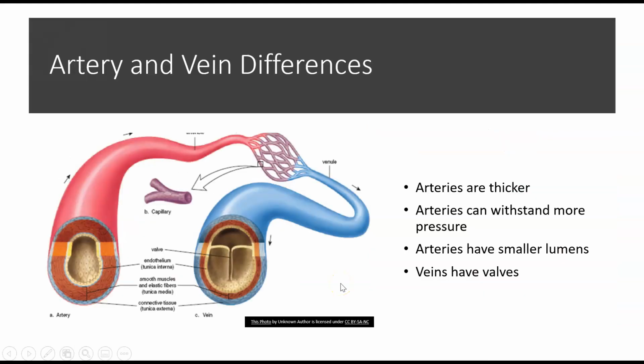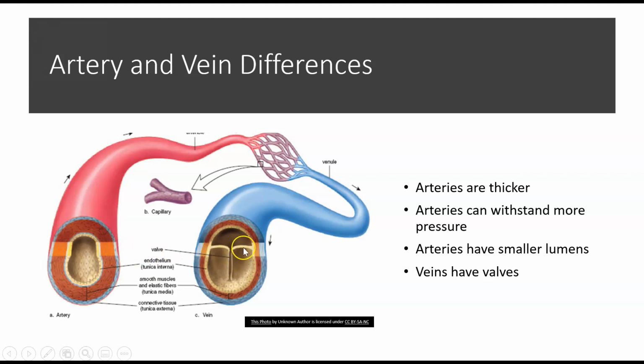Looking at some differences between arteries and veins, arteries are going to be thicker. You can see how much thicker arteries are than veins, and that's because the pressure of blood is much stronger in an artery than a vein. Arteries can withstand more pressure because they're structurally thicker. Arteries have smaller lumens because they have quite a bit more tunica media. This allows the lumen to look a lot more rounded in tissue samples of arteries than in a vein. Veins typically look a little bit more flat.